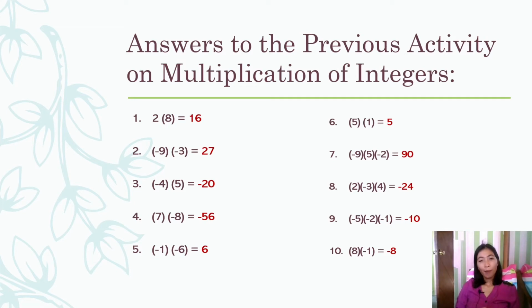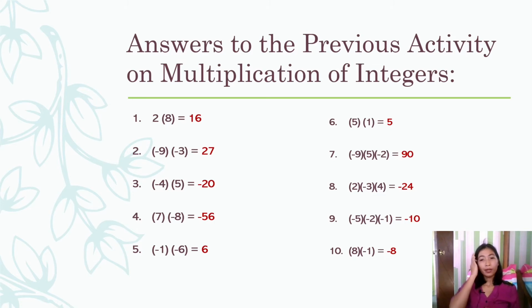Okay, number 8, you have 2 times negative 3 times 4. Again we have 3 factors and you have to be mindful how many negative factors there are. Since there is only one negative factor, then the rest is positive. When you multiply a negative with a positive, you get negative. So the answer is negative 24.